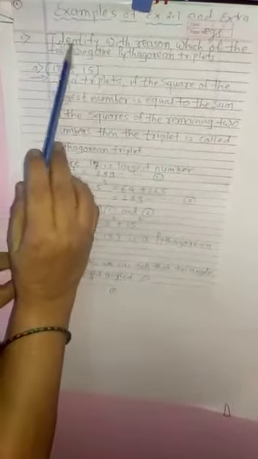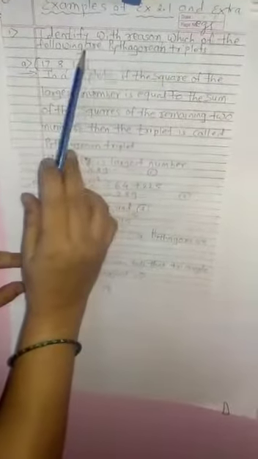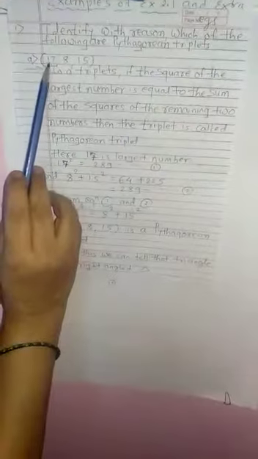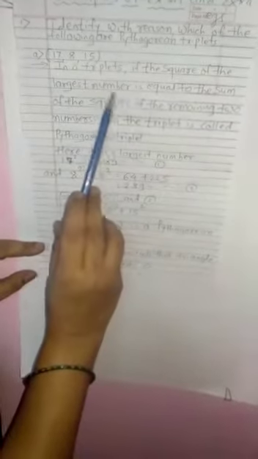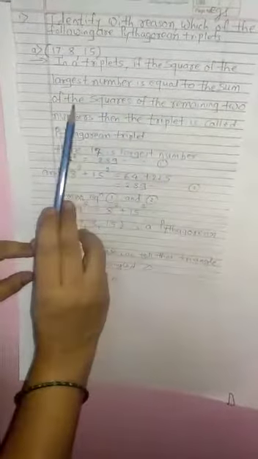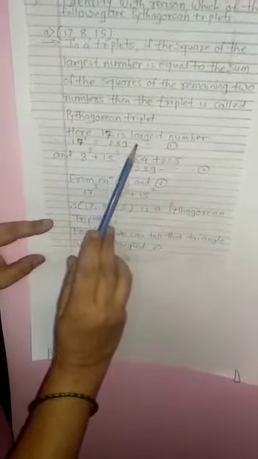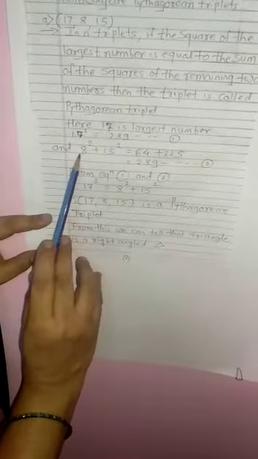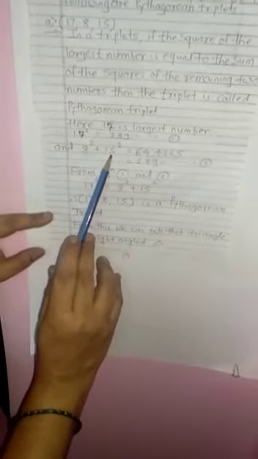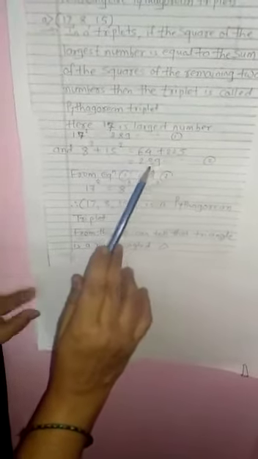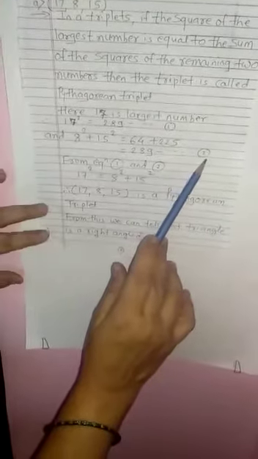First example, identify with reason which of the following are Pythagorean triplet. 17, 8, 15. In a triplet, if the square of the largest number is equal to the sum of the squares of the remaining two numbers, then the triplet is called Pythagorean triplet. This is the property. Accordingly here 17 is the largest number. So square of 17 is equal to 289, labeled as equation number 1. Remaining two numbers, their squares, 8 square plus 15 square is equal to 64 plus 225 is equal to 289, labeled as equation number 2.